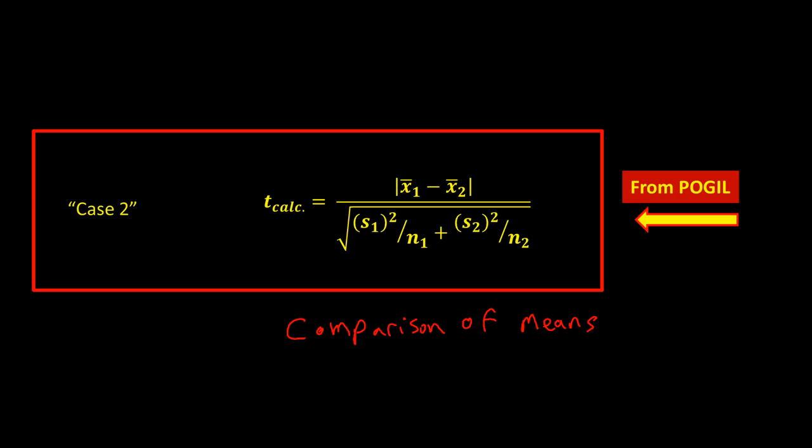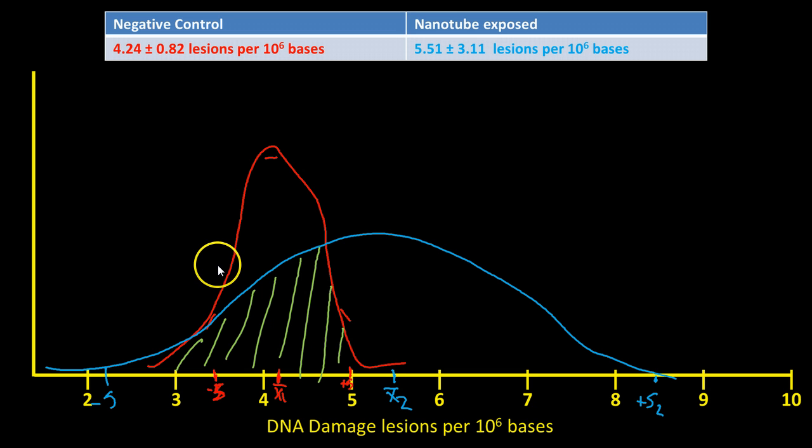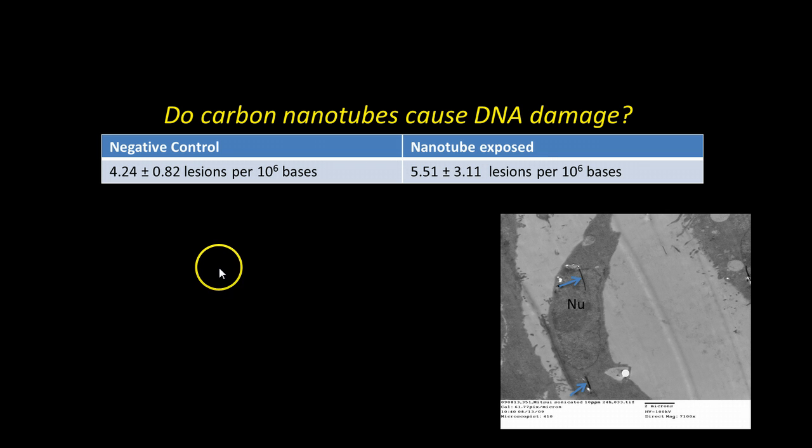All right. So our t-calc equals the difference in x's, x1 minus x2, divided by the square root of s1 squared over n plus s2 squared over n. All right, and so in this case, did I tell you how many n's? Shoot. I did not tell you the number of n's here. I apologize about that.